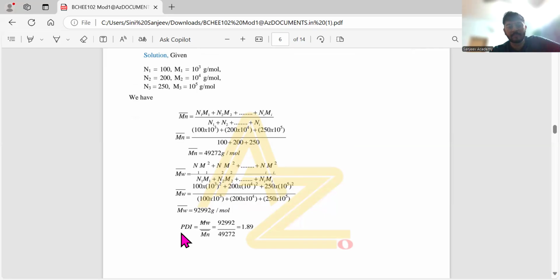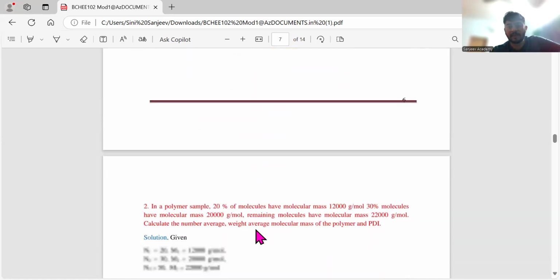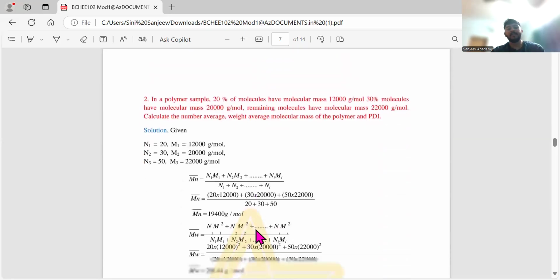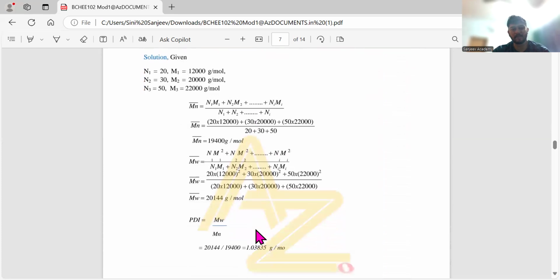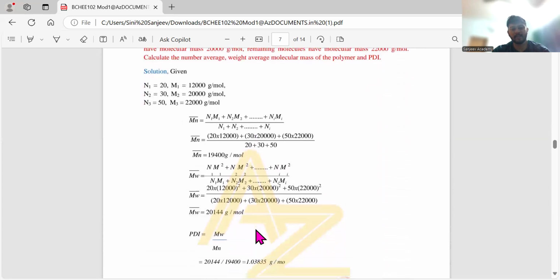And PDI, the polydispersity index: just divide Mw by Mn, 1.81. Obviously it is greater than 1, so it shows that it has polydispersity. Similarly for the next question also, same thing I have to do. Only the numbers are changed.